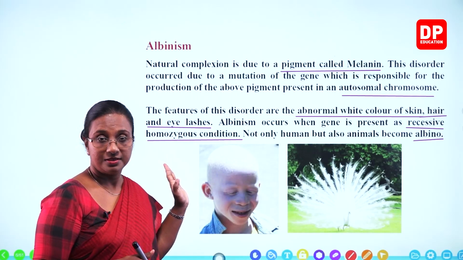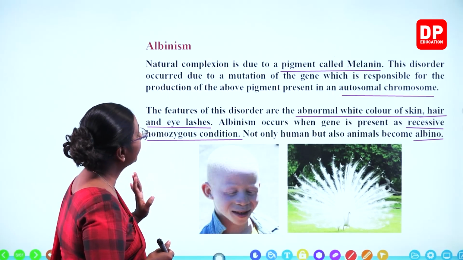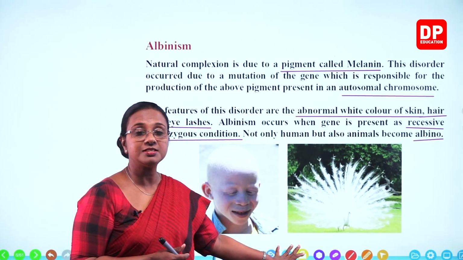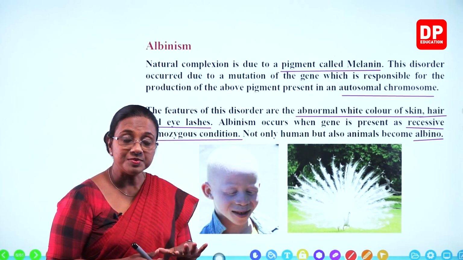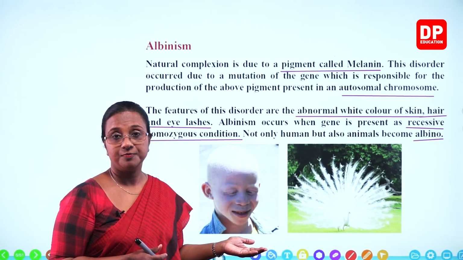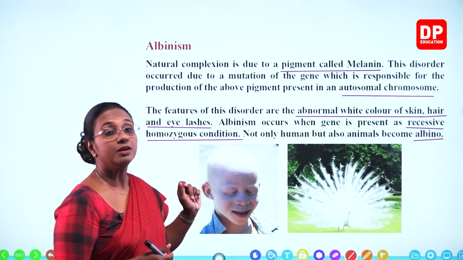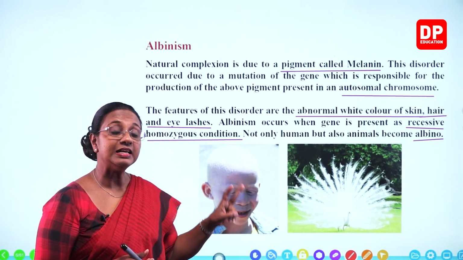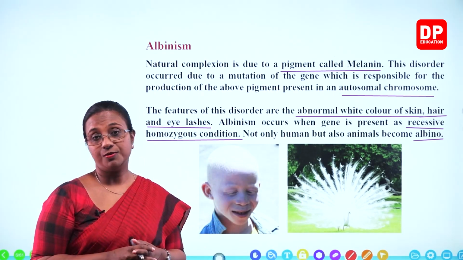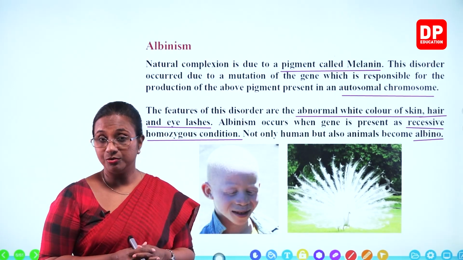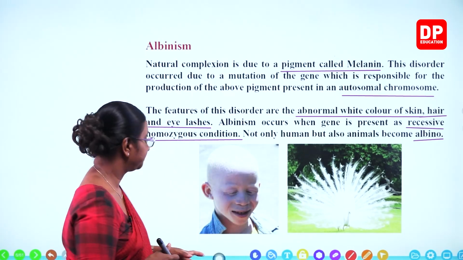Now there are disorders due to gene mutation. You need to know what gene mutation is. Then if we look at albinism, you should know what the condition is. That is the absence of a pigment called melanin. That is absent because the gene is mutated. It is caused by a gene present in the autosomal chromosome in the recessive homozygous condition. Is that clear to you? So that is one disorder that you need to remember. With that, I am going to move on to the next slide.